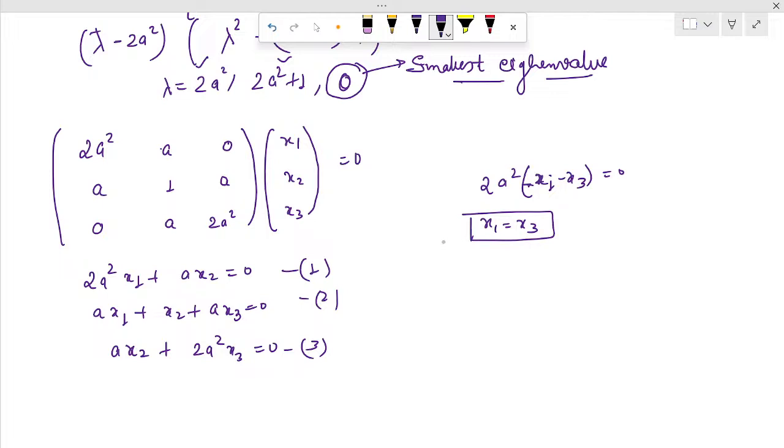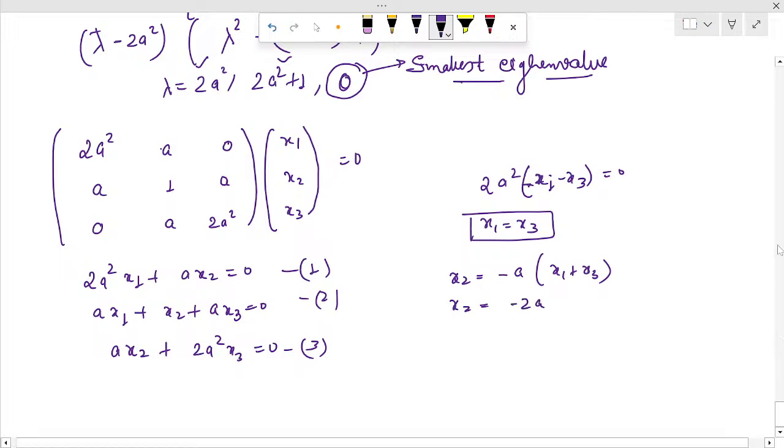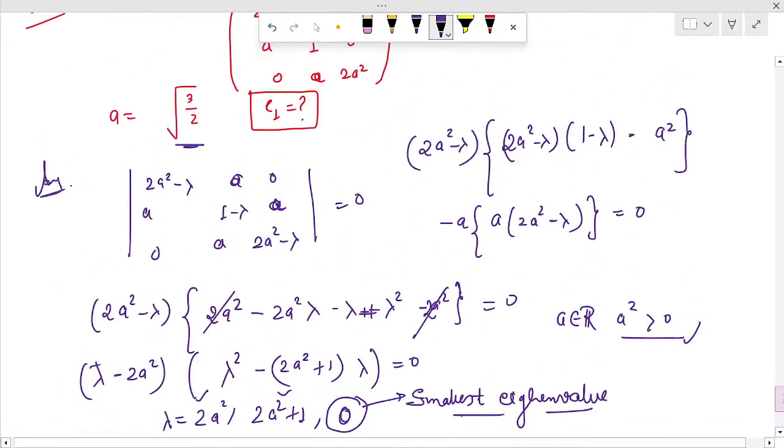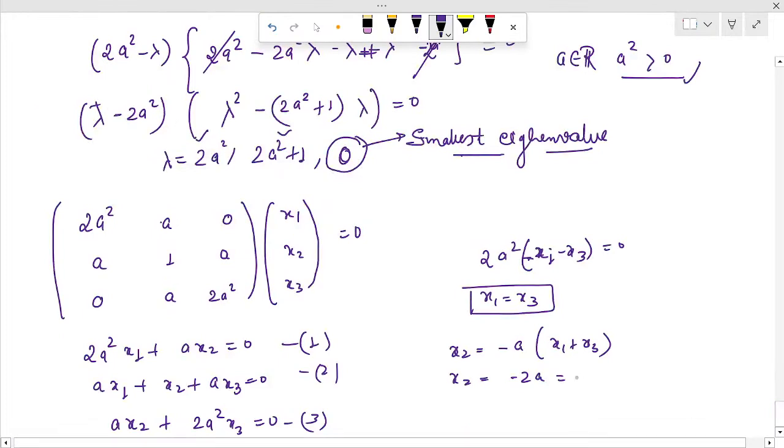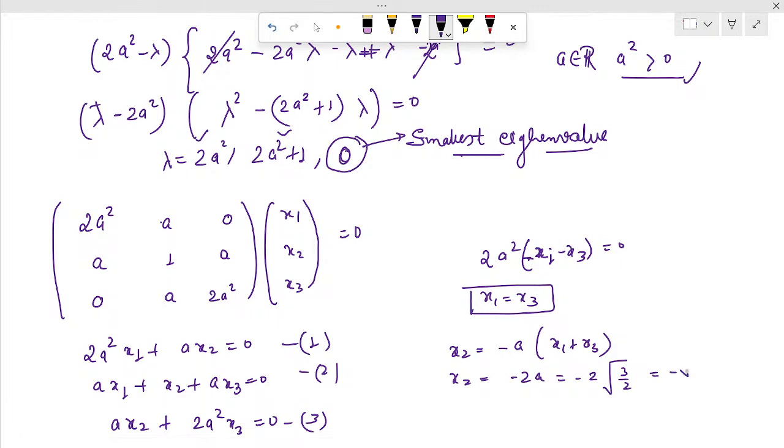X1 would be simply equal to what? X3. And what would be x2? If x1 is equal to x3, what would be my x2? X2 is simply minus of x1 plus x3. So I can write that my x2 is nothing but minus 2a, and I know what my a is. My a is root over 3 by 2. So I'll write it as minus 2 root over 3 upon 2, which is nothing but minus root over 6.